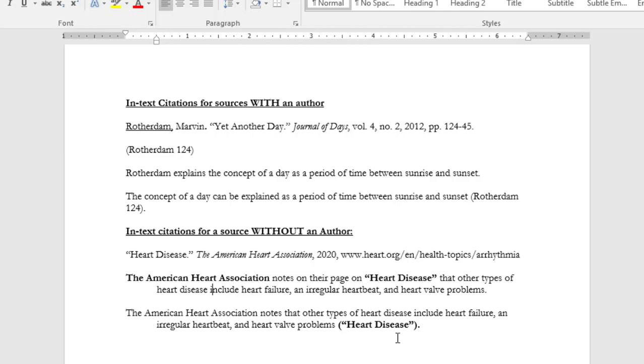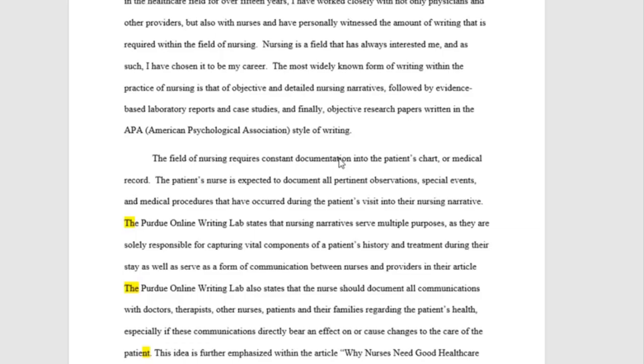Now I'm going to show you what this looks like in a paper, along with different rules for citation placement. If you see a highlighted area, that's just giving me a marker of where I need to do things. Okay, so let's get into it.